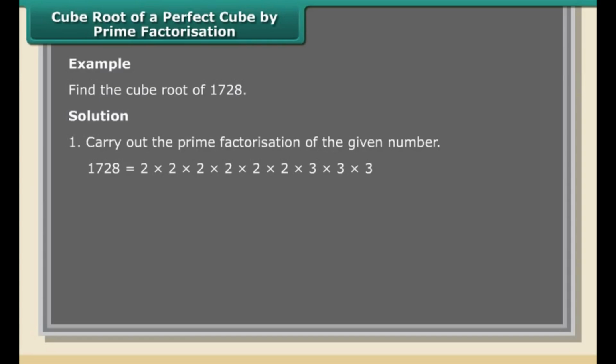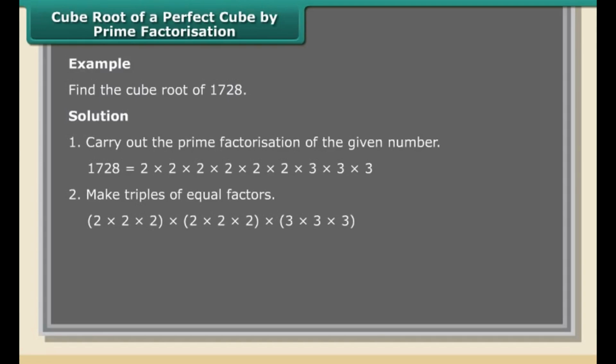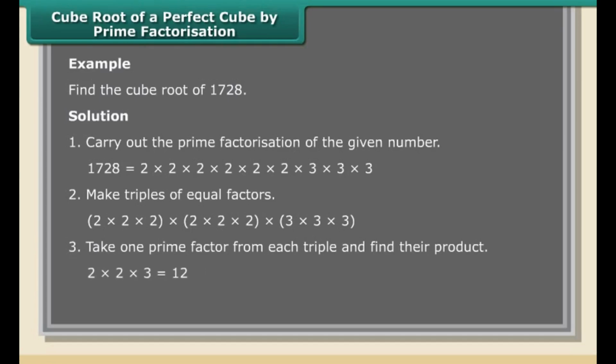1728 is equal to 2 into 2 into 2 into 2 into 2 into 2 into 3 into 3 into 3. Make triples of equal factors. 2 into 2 into 2 into 2 into 2 into 2 into 3 into 3 into 3. Take one prime factor from each triple and find their product. 2 into 2 into 3 is equal to 12. 12 is the required cube root, that is, cube root 1728 is equal to 12.